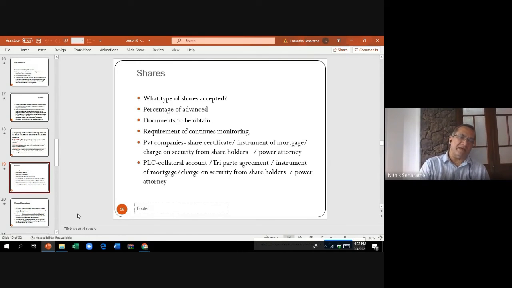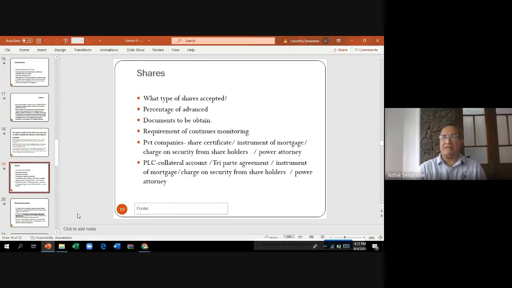But if you are mortgaging against listed company shares, you need to create a collateral account, right? Your bank, customer, and stockbroker will sign a tripartite agreement, an instrument of mortgage, a charge on security from the shareholder, and a power of attorney. Here, whatever shares are in the CDS will be released to this collateral account of the stockbroker, and without the bank's instructions, the shares will not be sold by your broker. The customer doesn't have free access to sell.